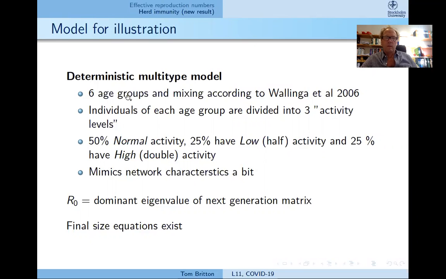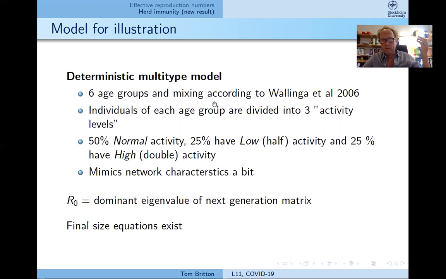So they divided people into 6 different age groups. I think it was infants, young children, teenagers, young adults, and senior adults, sort of those age groups. And then from this sociological study, it was found out to what extent people in the different age groups mix with each other. So maybe young school children mix much with other young school children, and possibly also with people in the parental ages, but less so with people between 20 and 30.